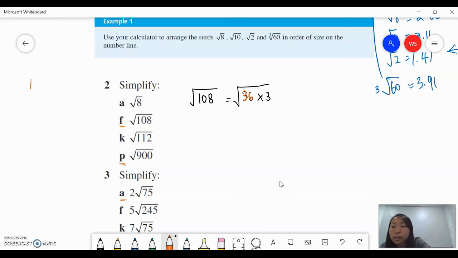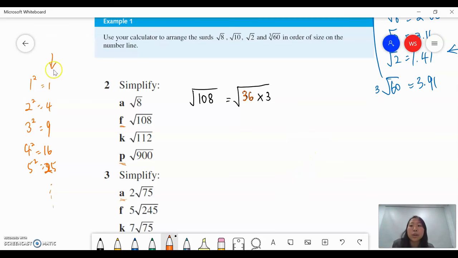So 36 is a perfect square, right? What are perfect squares? 1 squared gives you 1, 2 squared gives you 4, right? So these are all your perfect squares. 3 squared gives you 9, 4 squared gives you 16, 5 squared gives you 25, and so on and so forth as you go down the list. So it'll be good for you to get familiarized with what your perfect squares are. All right, so factorizing out your perfect square, that's 36 times 3.